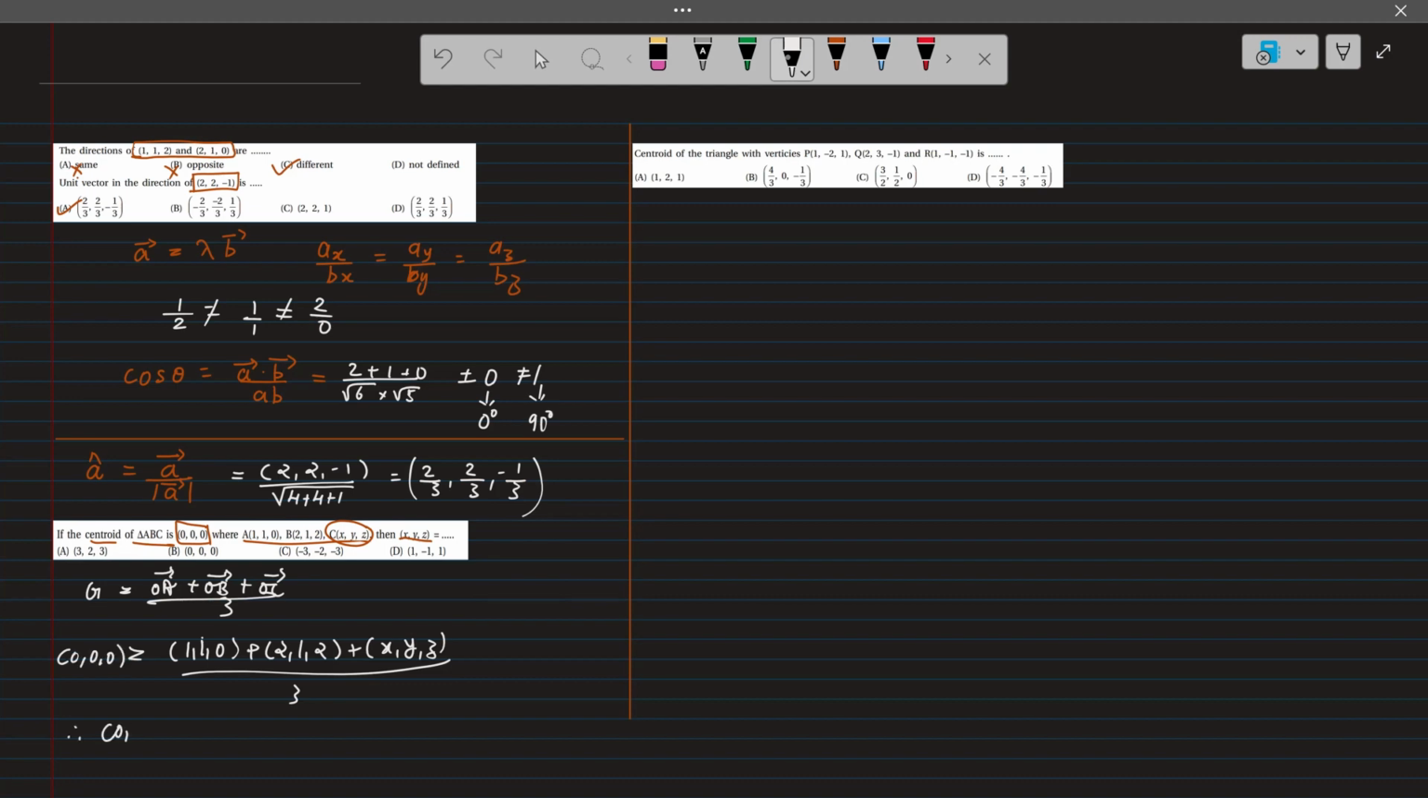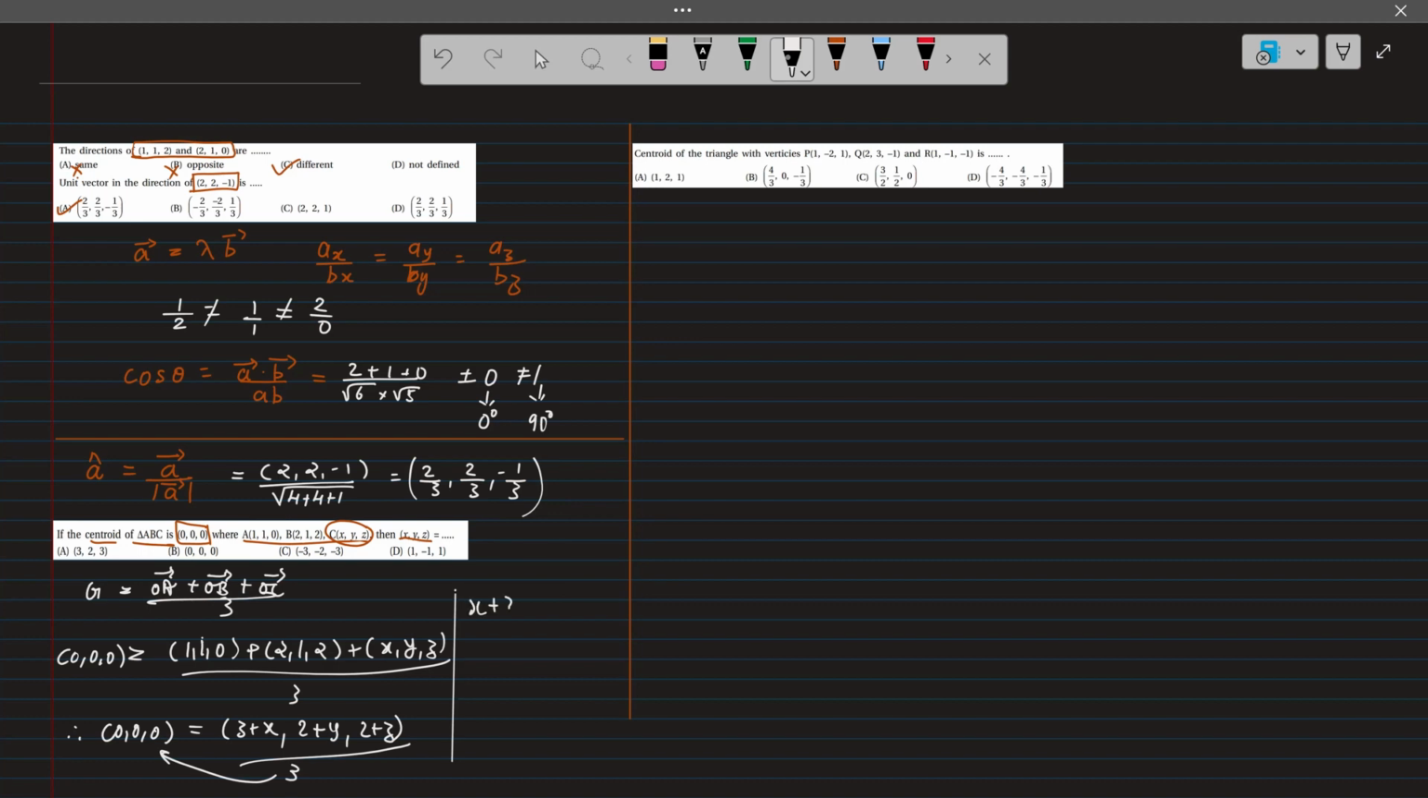So this means (1, 1, 0) plus (2, 1, 2) plus (x, y, z) whole upon 3 will give us (0, 0, 0). Therefore, we can say 0, comma 0, comma 0 is equal to 1 plus 2, that is 3, 3 plus x. Similarly, for y coordinate, we can say 2 plus y. For z coordinate, we can say 2 plus z, whole divided by 3. We can multiply by 3 and get the same value.